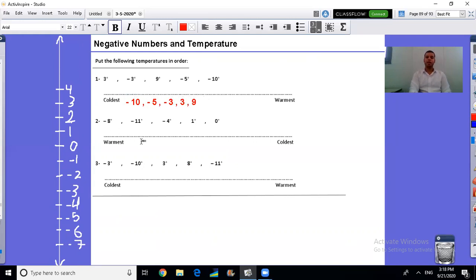All right. Here it says the opposite, warmest to coldest. The warmest to coldest means it's from greatest to least. So the greatest temperature or the greatest number until the least number.